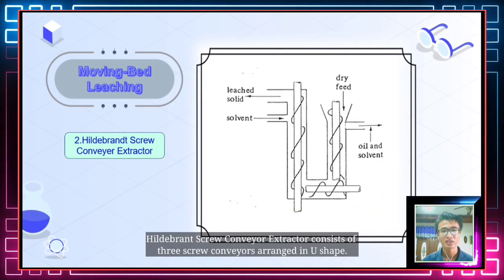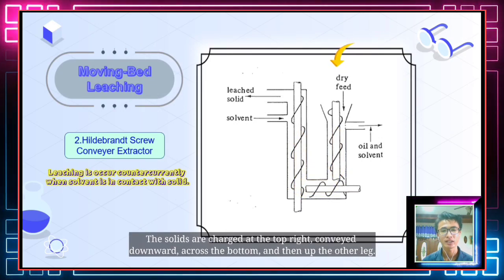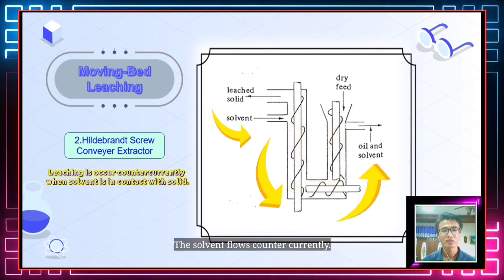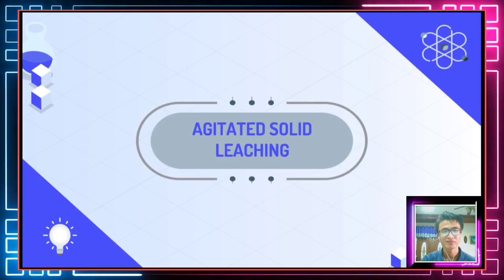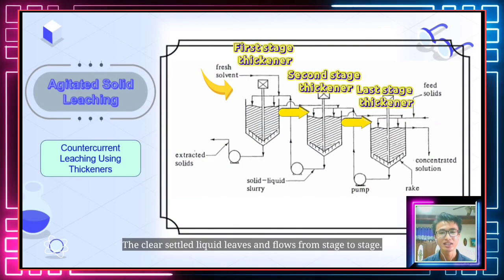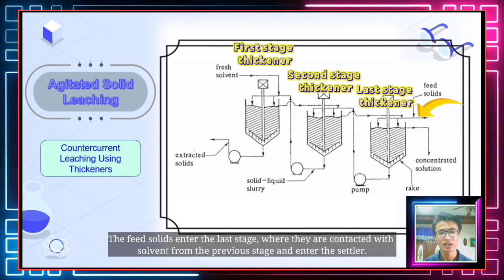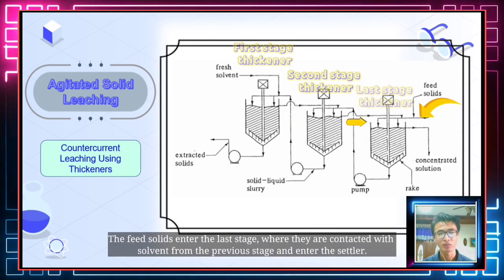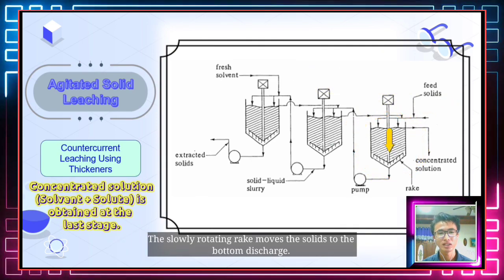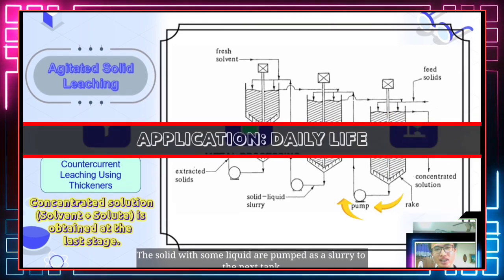The Hildebrandt screw conveyor extractor consists of 3 screw conveyors arranged in a U shape. The solids are charged at the top right, conveyed downward across the bottom, and then up the other leg. The solvent flows countercurrently. For agitated solid leaching, fresh solvent enters the first stage thickener. The clear settled liquid leaves and flows from stage to stage. The fresh solids enter the last stage, where they are contacted with solvent from the previous stage and then enter the settler. The slowly rotating rake moves the solids to the bottom discharge. The solids with some liquid are pumped as a slurry to the next tank.